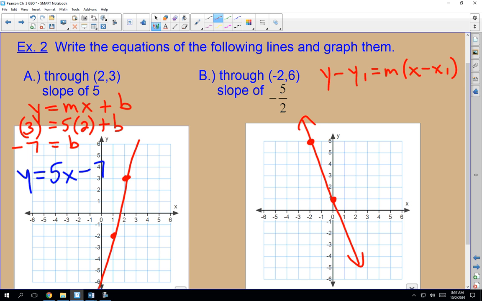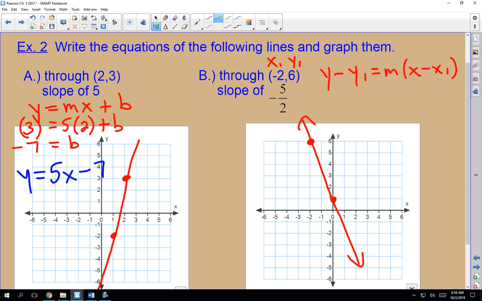There's the graph of my line going through (-2, 6) with a slope of -5/2. Let's plug in everything we do know here. We're going to call this specifically x1, y1. And we're going to leave the y and the x that don't have the little subscripts with them alone.